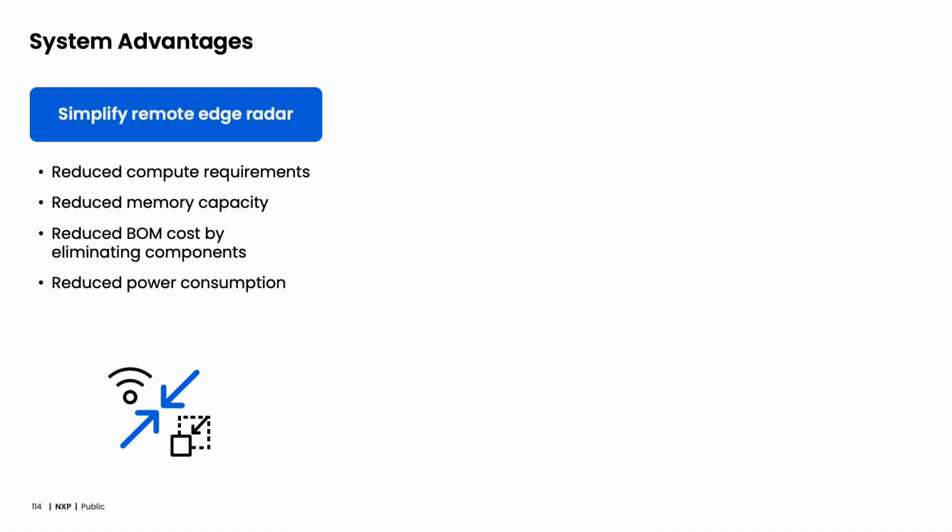Now, a bit more detail on the system advantages. So by simplifying the remote edge radar, we can reduce the compute requirements. We can use a cheaper and less power-hungry MCU there. It doesn't need memory to buffer the full radar data cube. It only needs to buffer the ADC samples and FFT data for a single chip. Then we can transfer this over the network, 1 gigabit per second Ethernet or beyond that. Also SerDes options too. And we can complete the radar signal processing chain in the radar bridge.